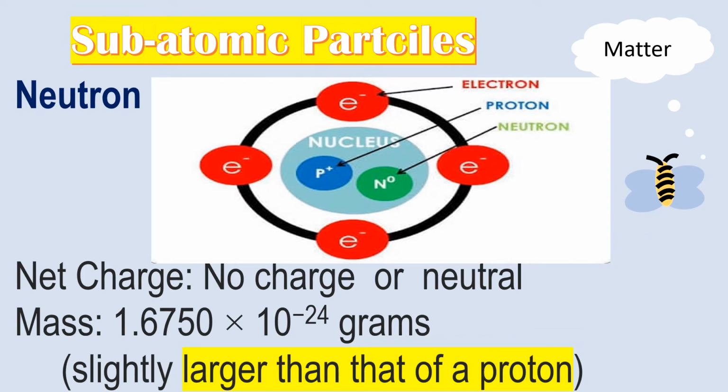The charge of neutron is no charge. That is why it is considered as neutral. The mass of neutron is 1.6750 times 10 to the negative 24th power grams. This is the reason why neutron is slightly larger than that of proton.